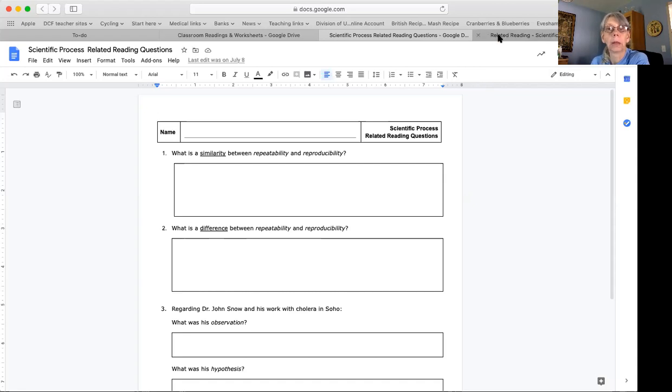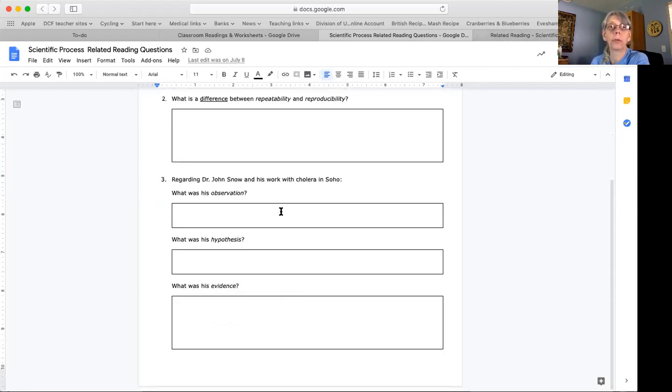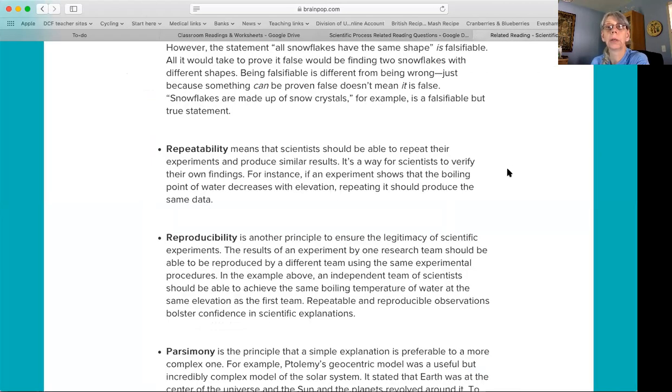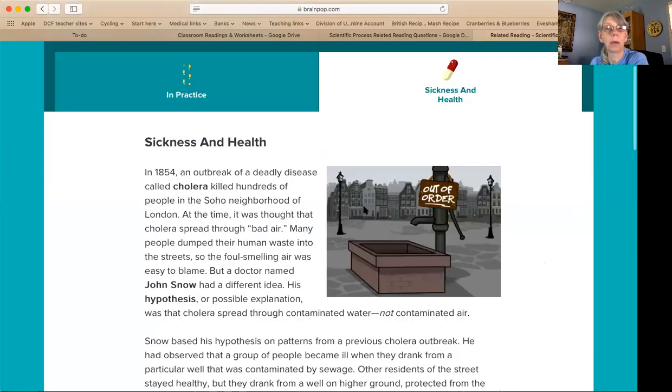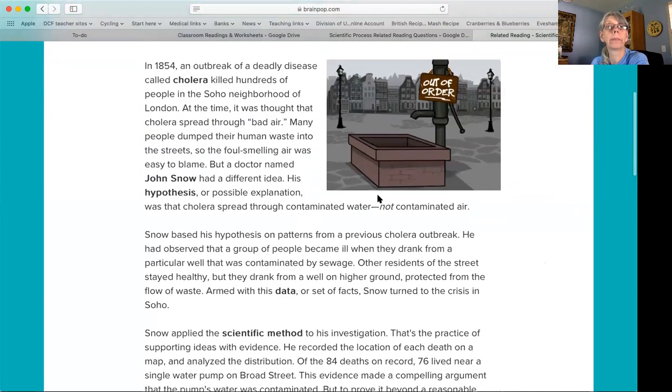All right, let's move on to question 3. Dr. Snow and his work, the cholera in Soho. That's the other tab here. He noticed cholera breaking out in a neighborhood of London, England, in the year 1854. Some people thought this was due to bad air because it usually smelled pretty bad in places where cholera was cropping up. But Dr. John Snow thought it was the water.